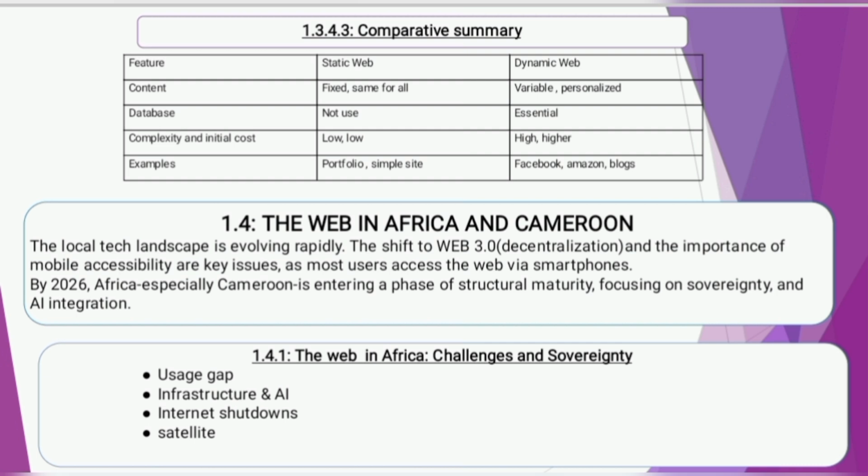Users gap. Here, even with better access, over 60% of people with network coverage do not use the internet. Infrastructure and artificial intelligence: focus on local data centers to reduce latency, and prepare for artificial intelligence. Internet shutdowns are ongoing issues affecting economies. Satellite solutions like Starlink are improving rural connectivity.